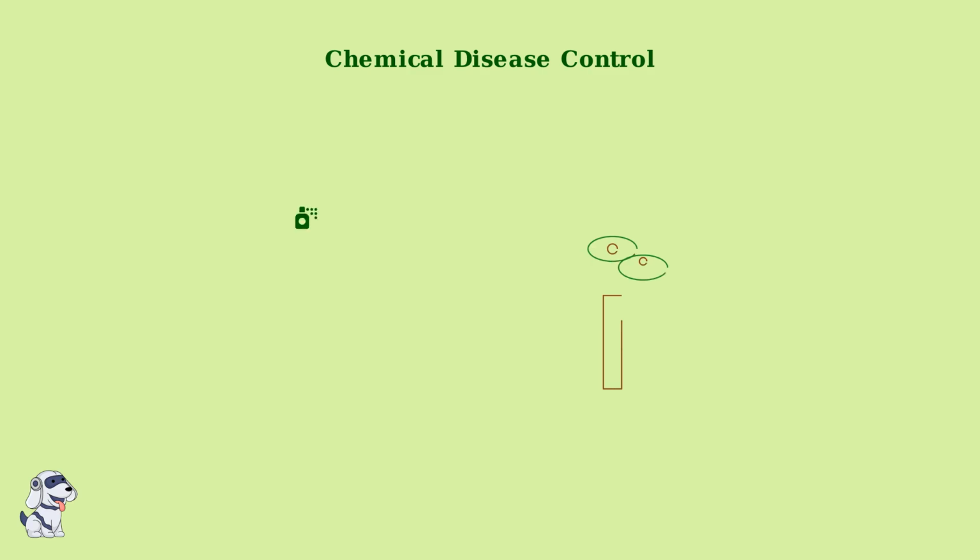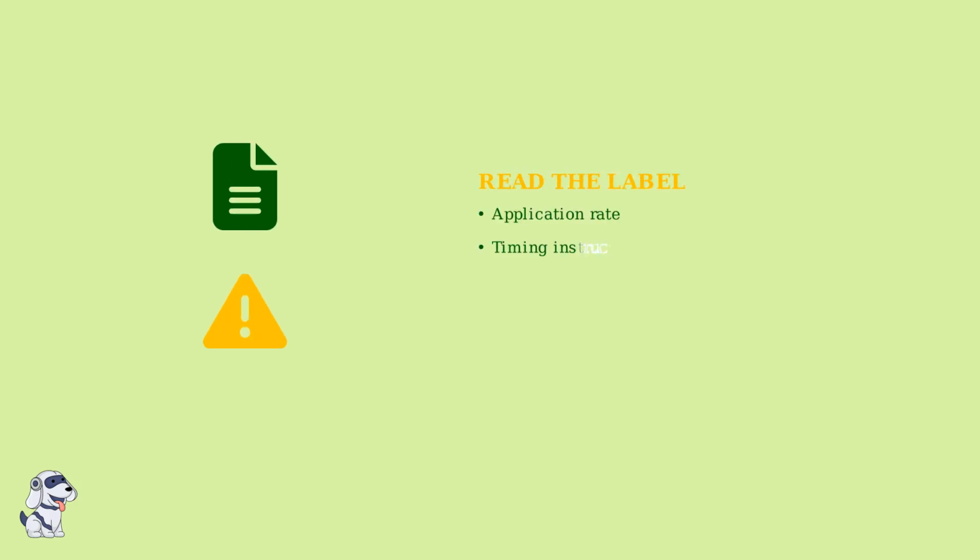Fungicides and bactericides are valuable tools in managing cucurbit diseases, but they must be used responsibly and strategically to be effective while minimizing environmental impact. The most critical rule when using any pesticide is to always read and follow the label instructions carefully. The label provides essential information about application rates, timing, safety precautions, and target diseases.